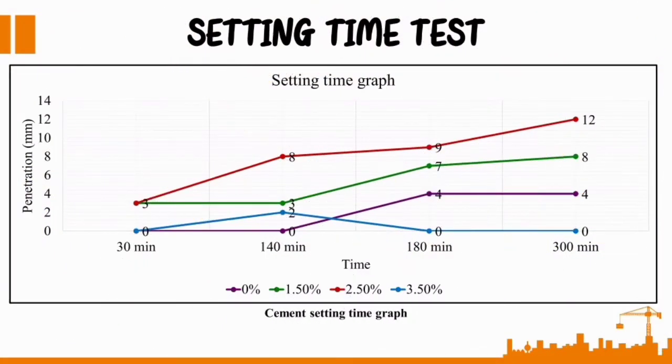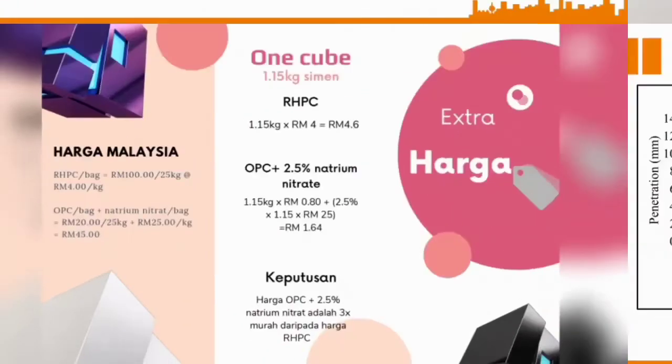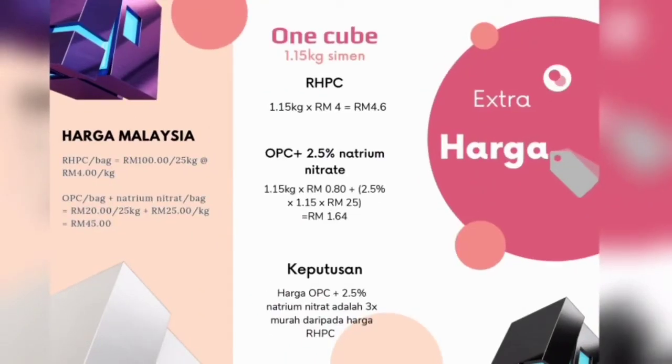This graph shows that 2.5% of sodium nitrate encourages the cement to harden because the penetration reading increases from time to time. As you can see, the price for rapid hardening Portland cement is 100 ringgit per bag. Meanwhile, if you use OPC plus sodium nitrate, you only spend 45 ringgit per bag. For our final year project, we only spend 1 ringgit and 64 cents for 1 cube.